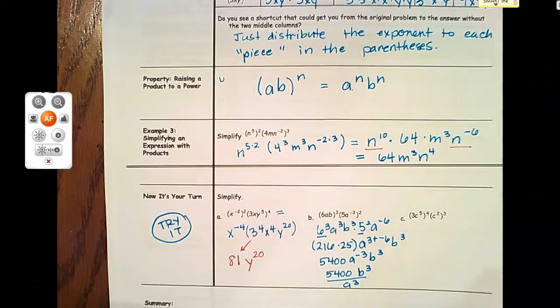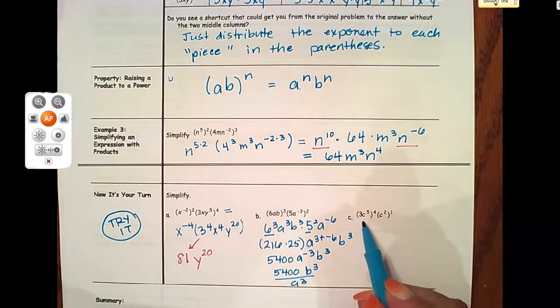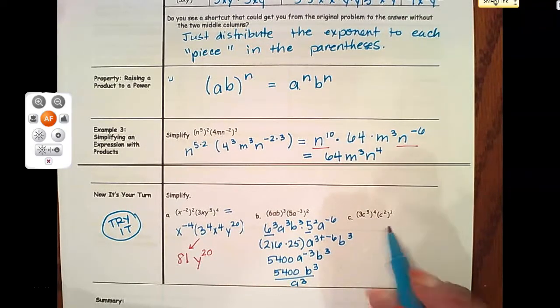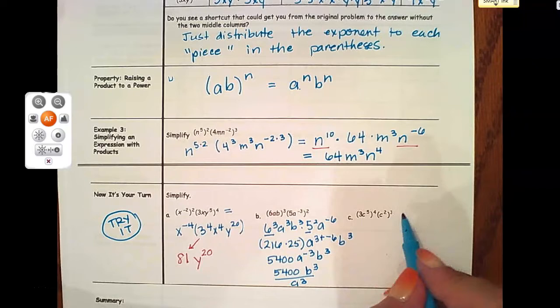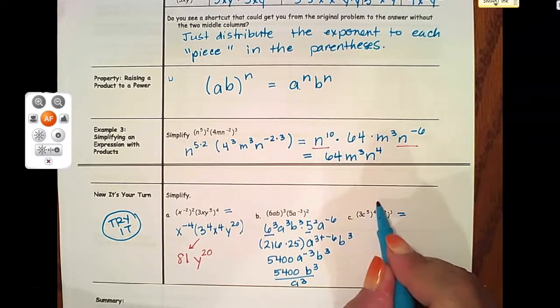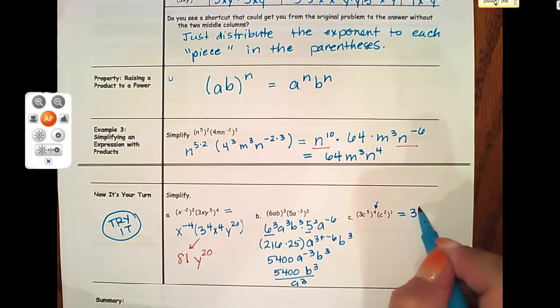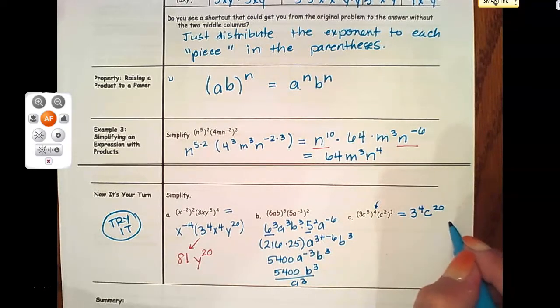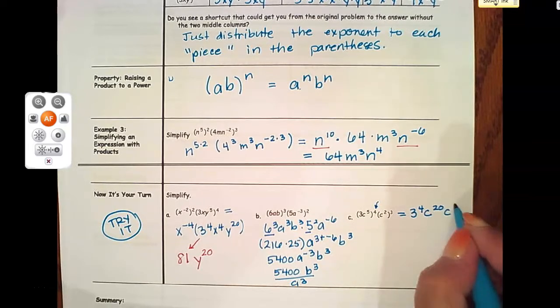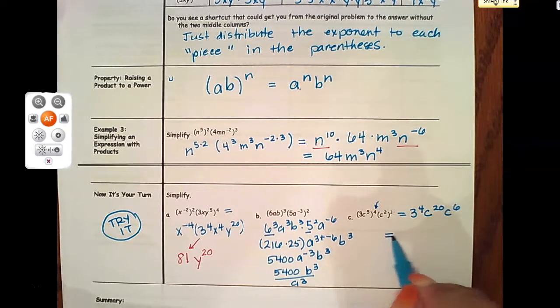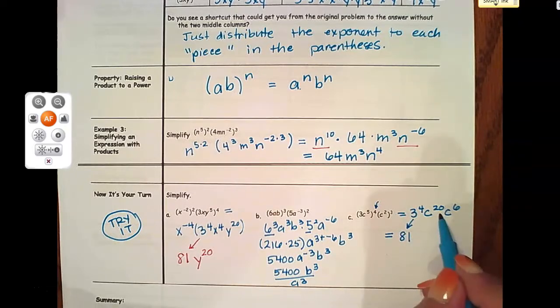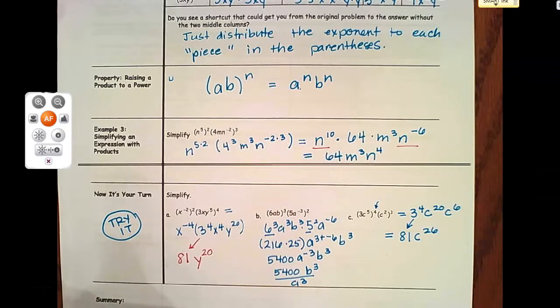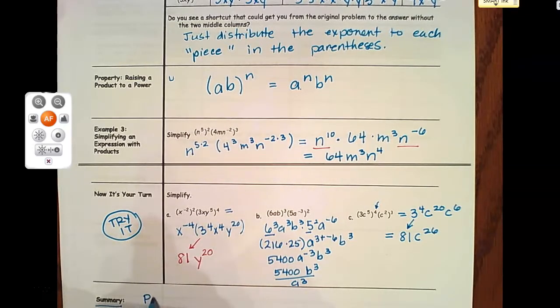And last but not least, I've got 3c to the 5th raised to the 4th power times c squared to the 3rd power. So I'm going to distribute this 4. So 3 to the 4th, and then c to the 5th to the 4th, that's power to a power, so that'll be to the 20th, and then c to the 2 times 3 is c to the 6th. So working out my numbers, 3 to the 4th is 81, c to the 20 plus 6 is c to the 26th.